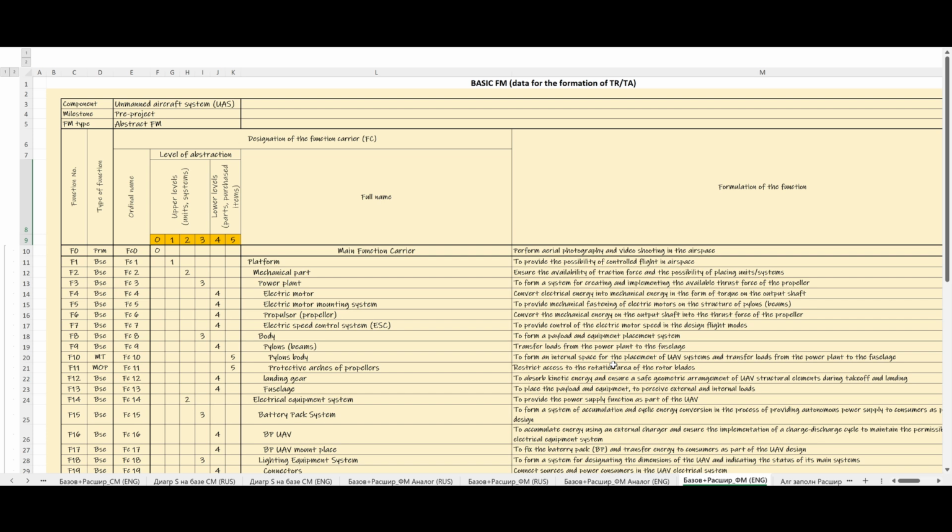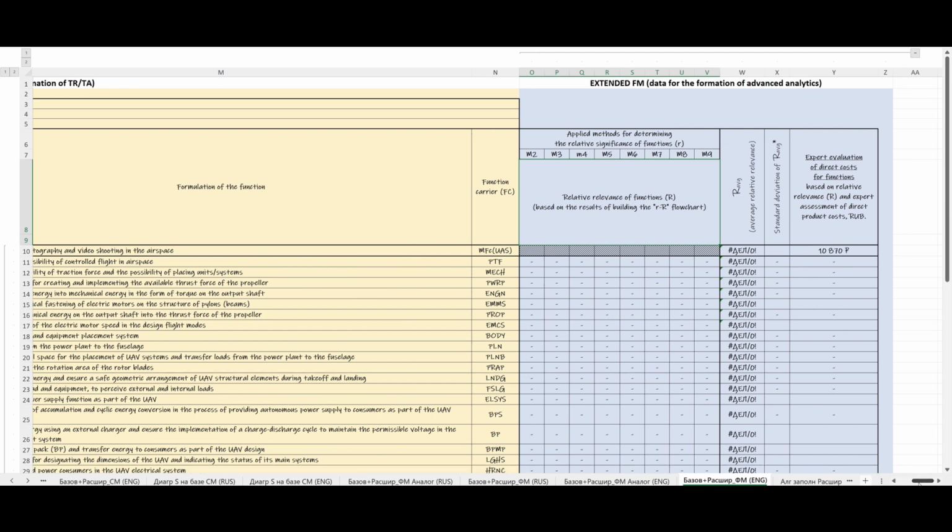In the column standard deviation of relevance average, an asterisk next to the standard deviation of average relevance means that the value of the standard deviation is given for reference, i.e. conditional verification of the value of direct costs in the column expert evaluation of direct costs for function.